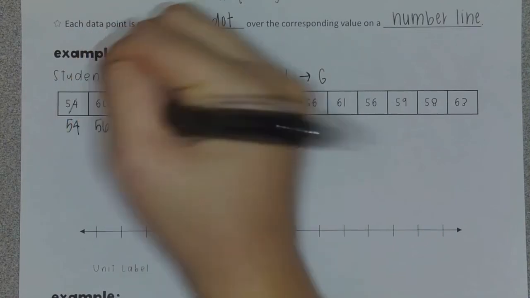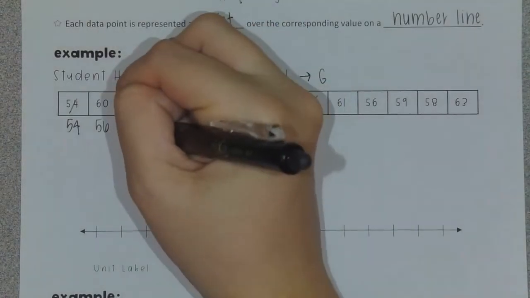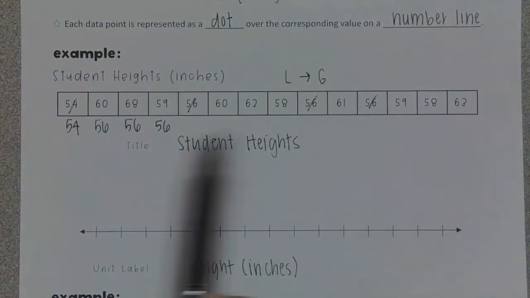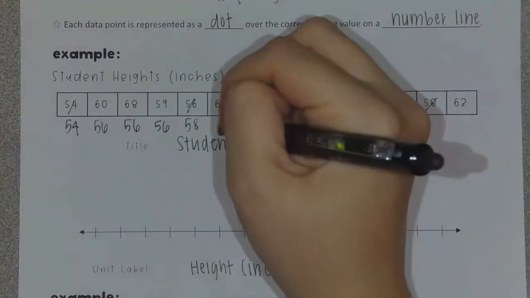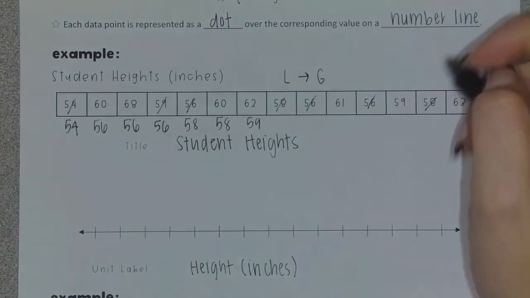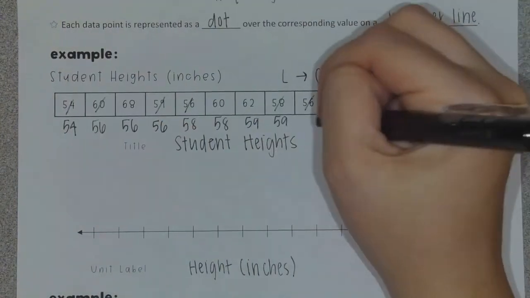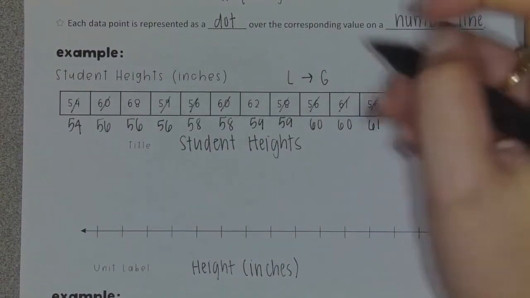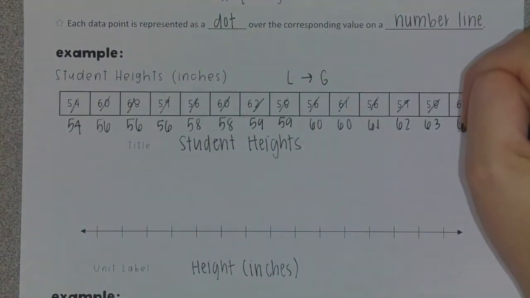So our next smallest is 56. And I think I saw multiple 56. So I'm going to cross off the first one. Yep, there's another 56. There's another 56. Okay, then next I had a 58, another 58, and then we had 59. There was one more 59, and then I think our next one was 60. There was another 60, then we have a 61, 62, 63, and our last one is 68.